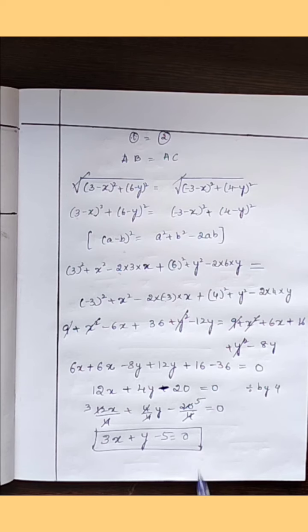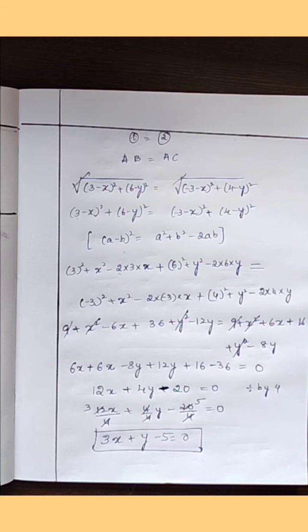Okay dear students, first you have to find the AB distance, then afterwards the AC distance you have to find. After finding these two distances, we have to equate each other: equation 1 equal to equation 2. Why do we have to equate? Because in the question they have given the information that the point x y is exactly equidistant from the points 3 comma 6 and minus 3 comma 4. For that sake we have to equate equation 1 and equation 2.